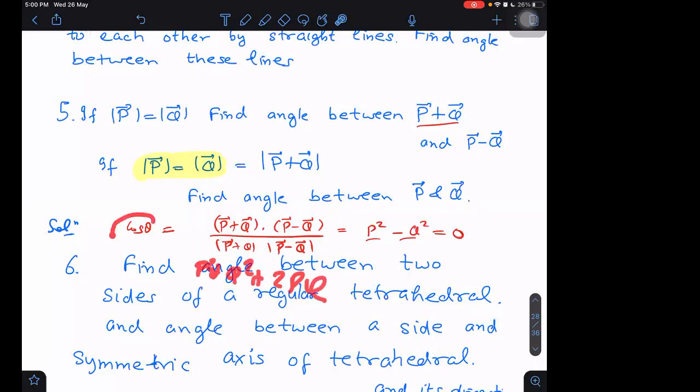Don't take cos theta. What am I taking cos theta as now? I'm taking cos theta as the angle between P plus Q and P minus Q. So while you are applying this formula, you have to take some other angle. This theta is the angle between P plus Q and P minus Q. It is not the angle between P and Q. For the angle between P and Q, I have to take something else, maybe alpha, maybe beta.